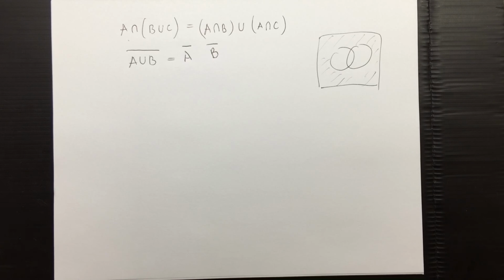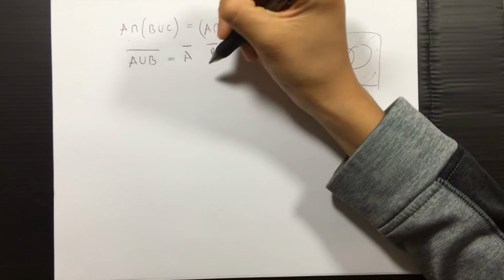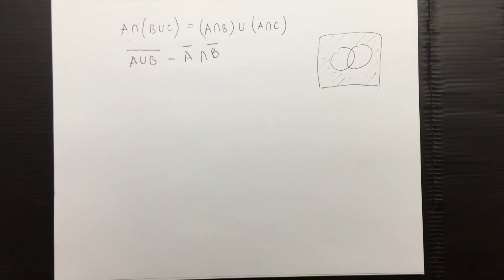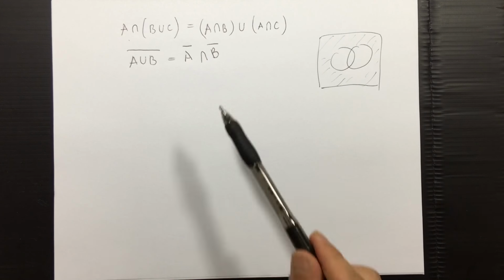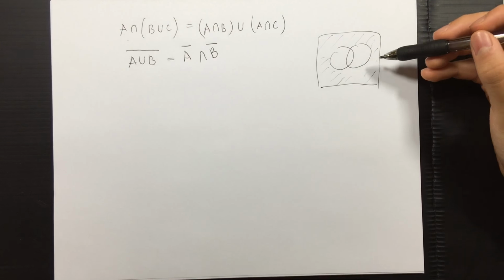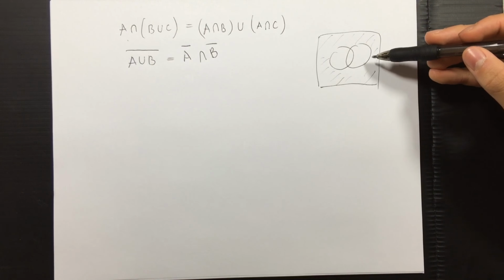Wait, it's not a union. Not a union, right? So what is it? Is that a guess or did you figure that out? I figured it out. How do you figure that one out? Because if it's not A, then it's pretty much B too.